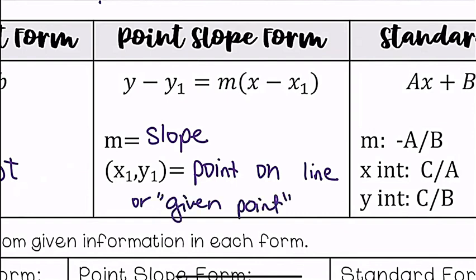There are 2 ways that they will give you questions about point slope form. They will either just straight up give you the point and the slope, or sometimes if they want to make it a little more difficult, they'll give you 2 points and you have to find the slope with the 2 points and then do point slope form.